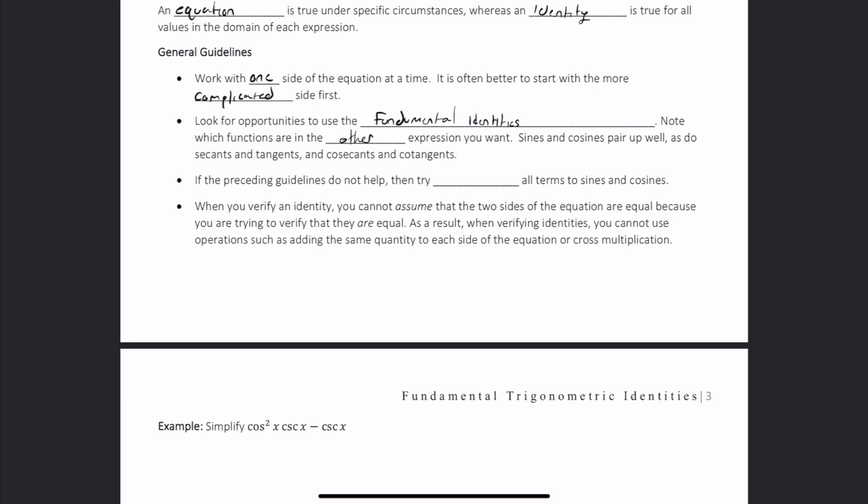If the preceding guidelines do not help, then try rewriting all terms in sines and cosines. When you verify an identity, you cannot assume that the two sides of the equation are equal, because you're trying to verify that they are equal. As a result, when verifying identities, you cannot use operations such as adding the same quantity to each side of the equation or cross multiplication. Again, we're trying to verify an identity, so we can't assume the sides are equal, as we'll see in some examples.